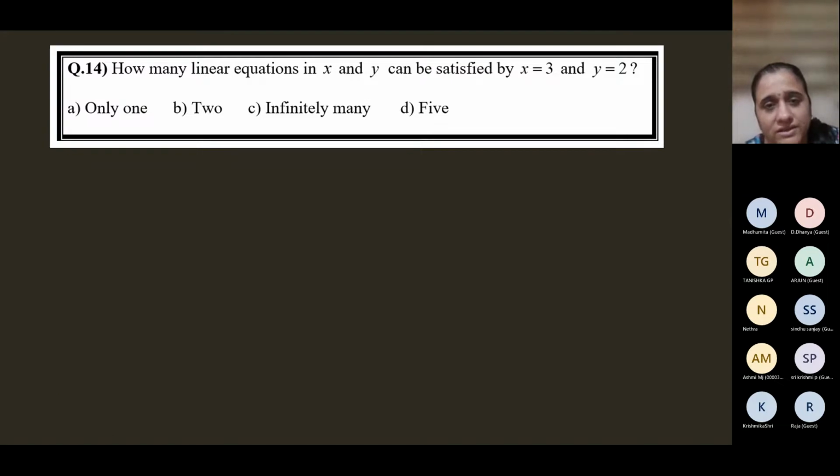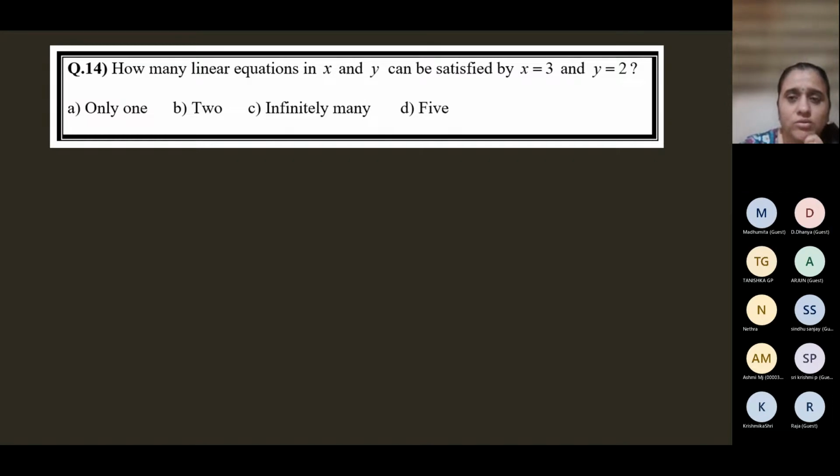How many linear equations in x and y can be satisfied by x is equal to 3 and y is equal to 2? Infinitely many, ma'am. There's only one point. Why can't it be only one? Ma'am, because we're not sure about the symbols and it can be 5x or 3x or anything like that. We can form multiple equations with it. Ma'am, the solution on RHS is not given now.